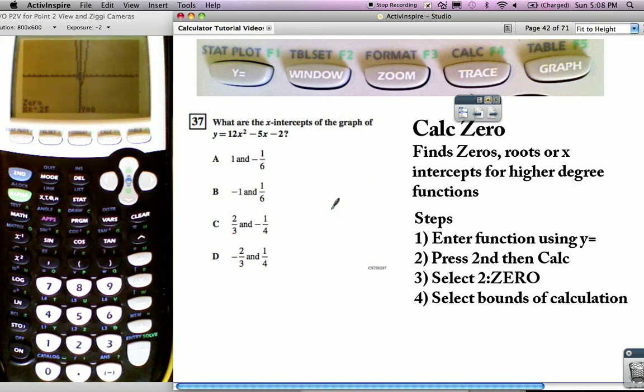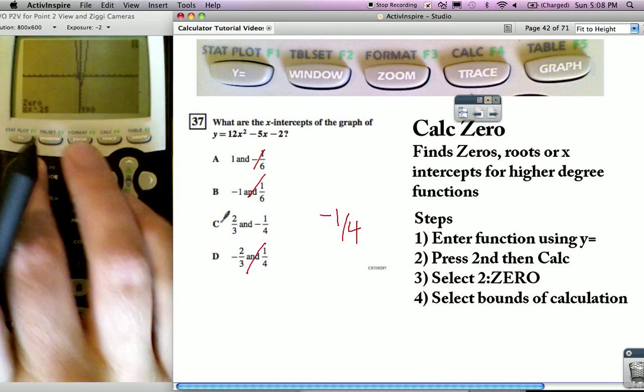And it comes back with this being negative 1/4. 0.25 is negative 1/4. Now just looking at the answers, none of these have them, so I know C is the right answer, but let's calculate the other 0 just to be safe.